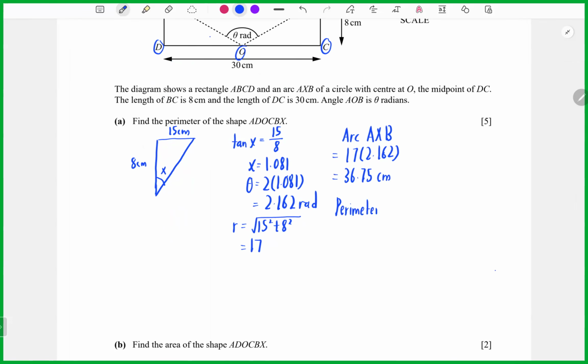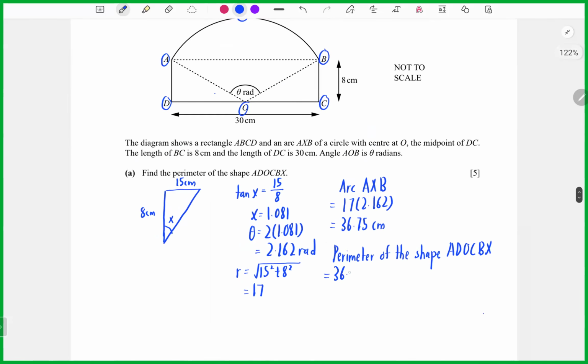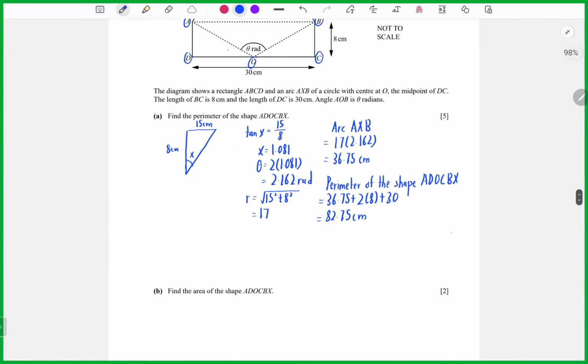Now you can try to find out the perimeter of the shape ABOCBX, which will equal 36.75 plus 2 times 8 plus 13. Let's see what the answer is. 82.75 cm.